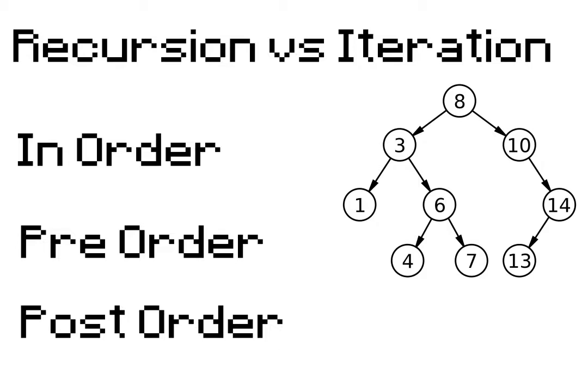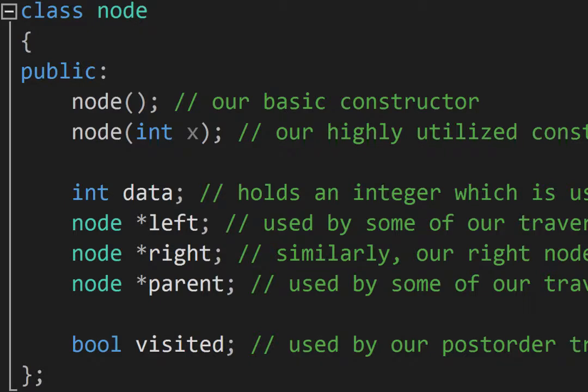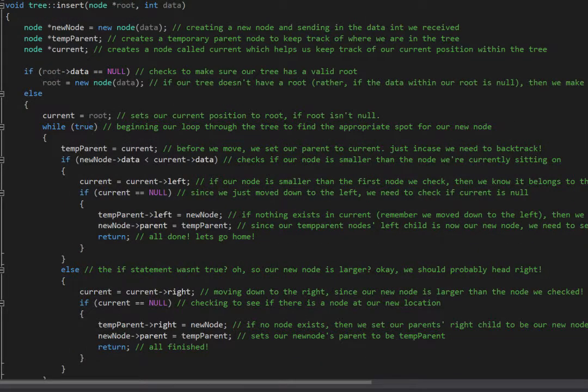So to make our tree, we'll be using a node class that holds pointers to our left and right child nodes. Next, we'll make a tree class that utilizes those nodes. We'll need a function to insert them into the tree, so let's take a look at the code for that. The algorithm's pretty basic. We have a few pointers to help us traverse the tree, and we're creating a new node based on the data we took in.